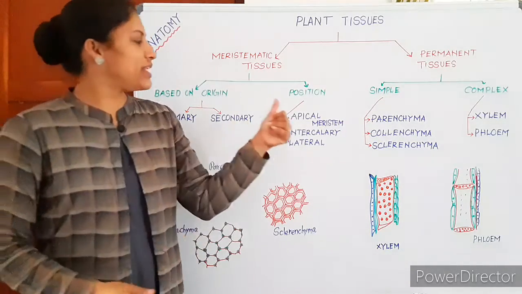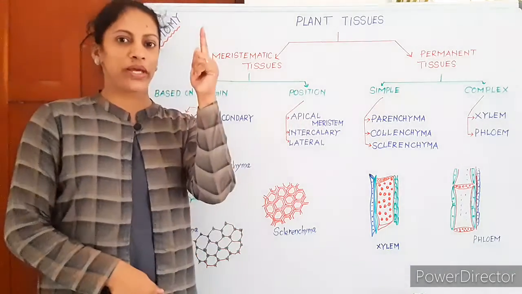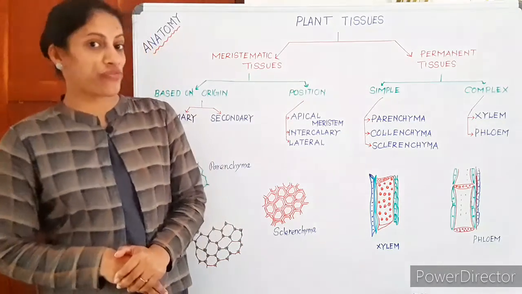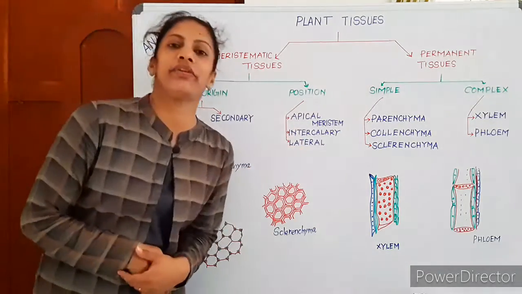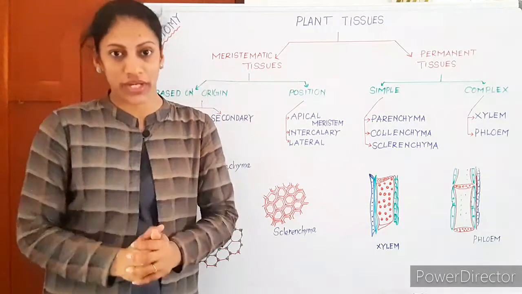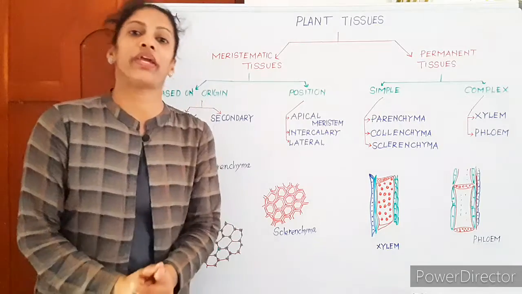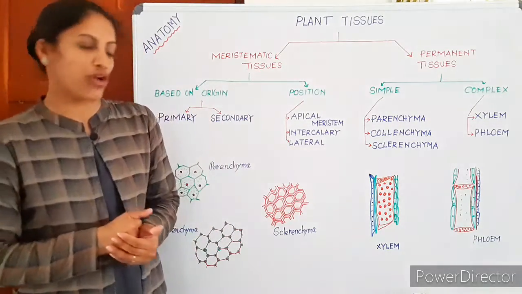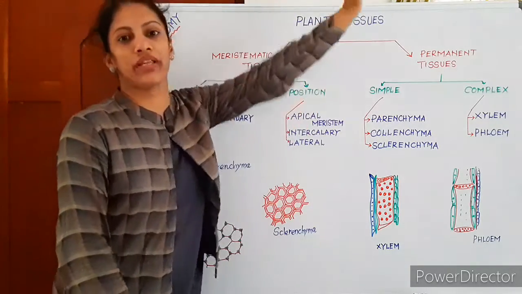Apical meristems are at the root apex and shoot apex. Then intercalary meristem is at the nodal regions of mainly grasses. Then lateral meristems are seen on the lateral sides of the stem and root, which help in increase in girth. Mainly they include cambium. Then come to the permanent tissue.